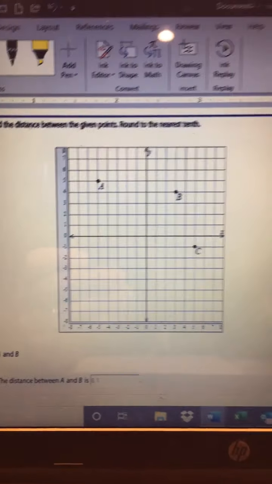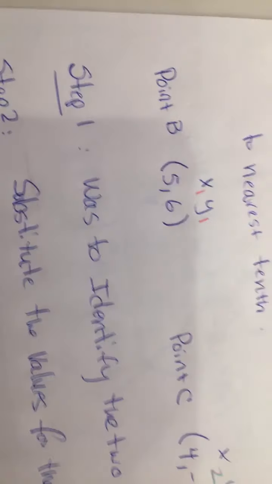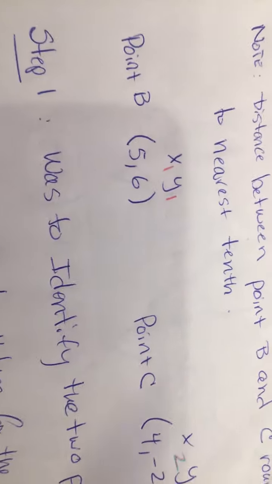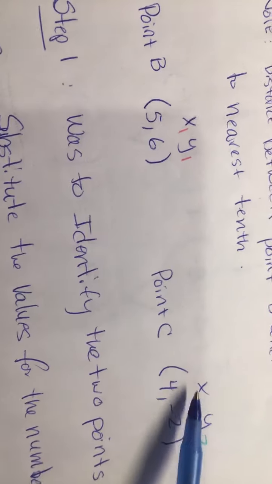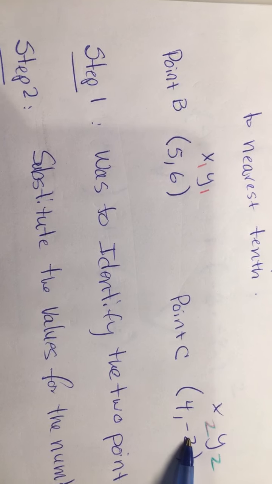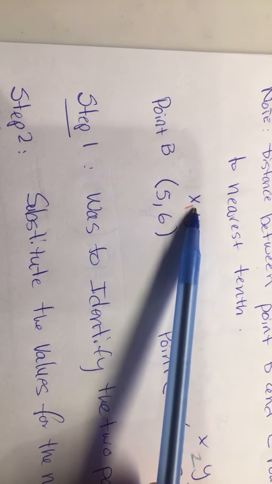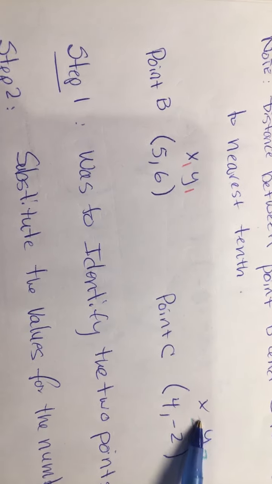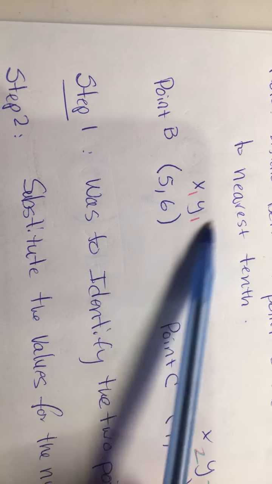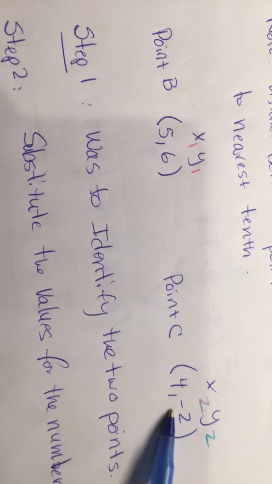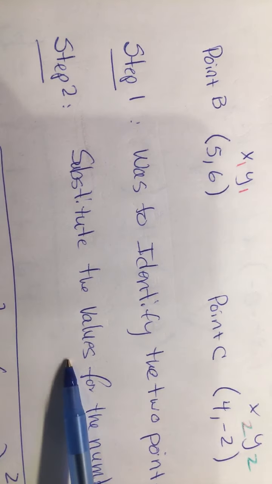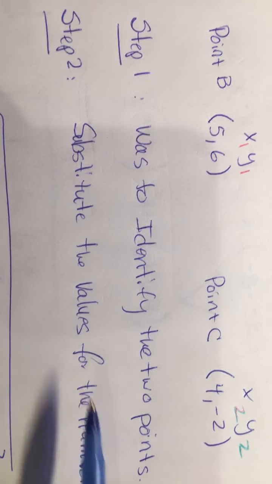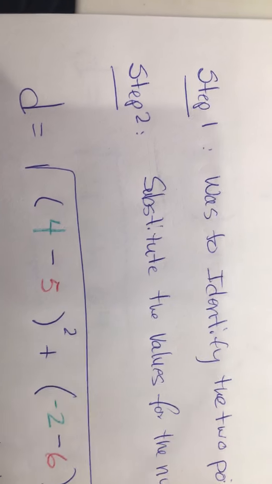All right, so let's take a look at my worksheet. So I'm going to find a distance between point B and point C. And in doing my work, I'm going to say point B is 5, comma 6, and point C is 4, comma negative 2. I'm going to go ahead and label my points, and identify which is the first set and which is the second set. So once I did my identification of the 2 points, I'm going to go ahead and substitute the values for the numbers in the equation.